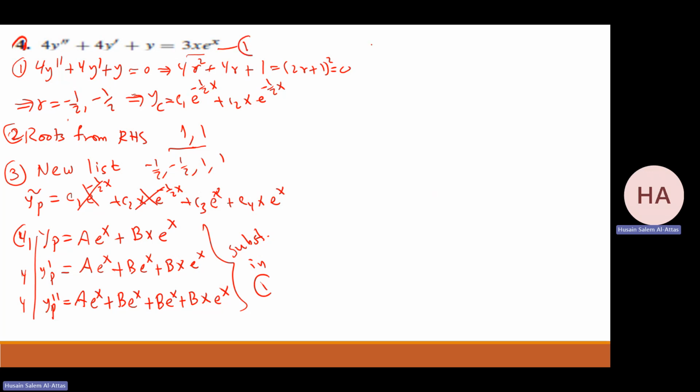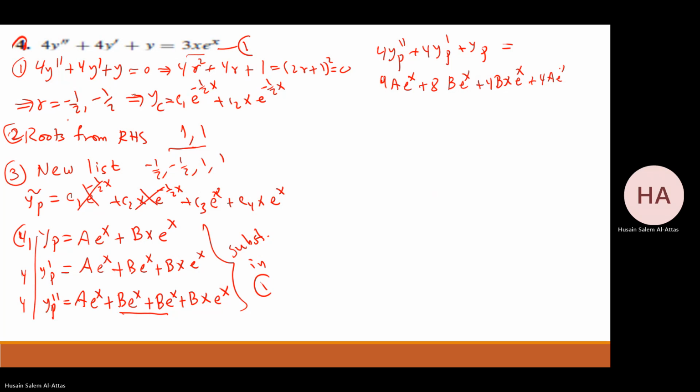What you will get, I need 4yp double prime plus 4yp prime plus yp. This is the left-hand side. That will be 4a e to the power x, I have 2b, so it's plus 8b e to the power x, plus 4bx e to the power x. This is plus 4a e to the power x plus 4b e to the power x plus 4bx e to the power x plus a e to the power x plus bx e to the power x. All of that equals 3x e to the power x.